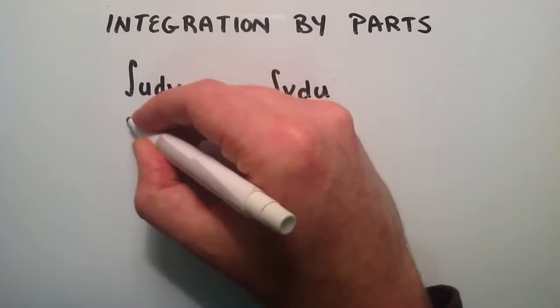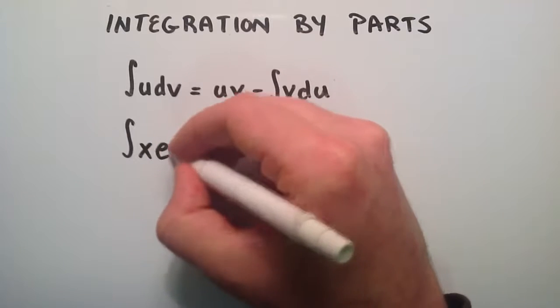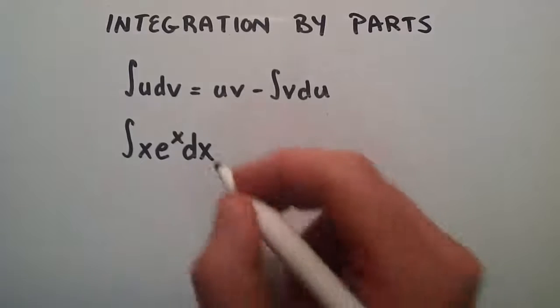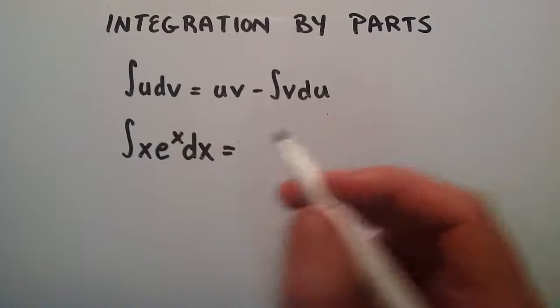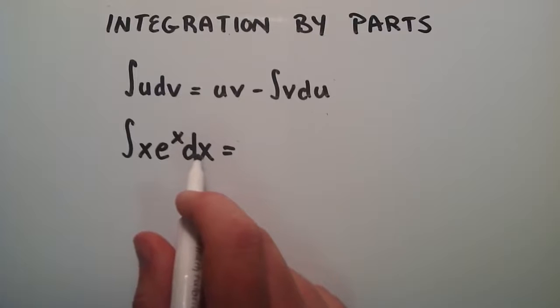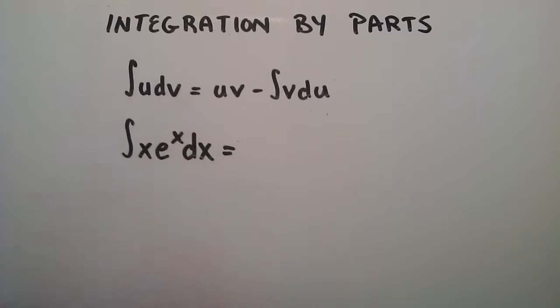For our example, we're going to look at the integral of x times e to the x with respect to x. And we want to use integration by parts to do this. So what we have to do is label part of this u, and the other part of it we need to label dv.